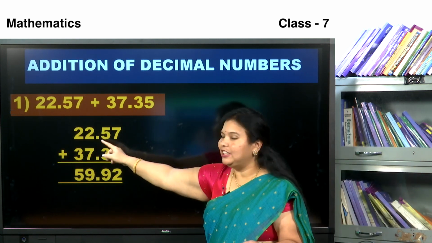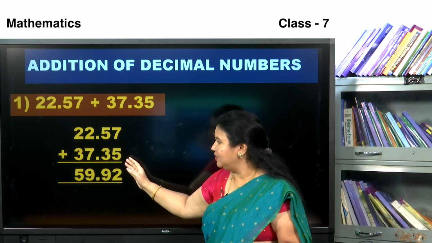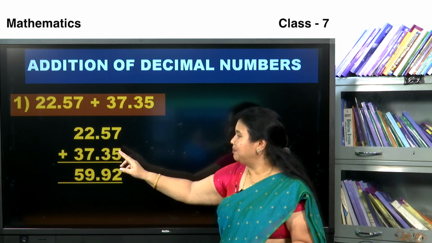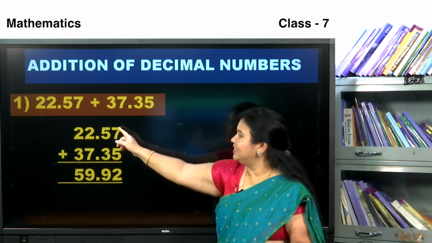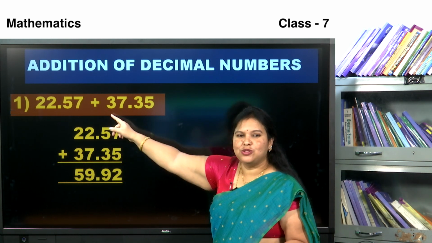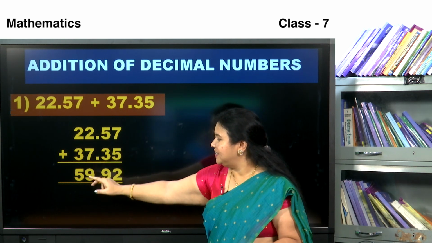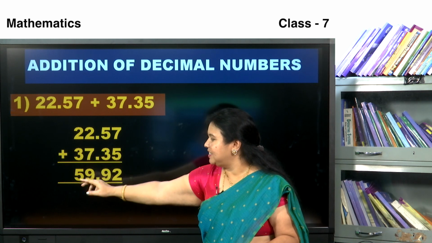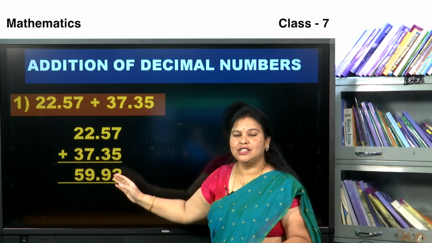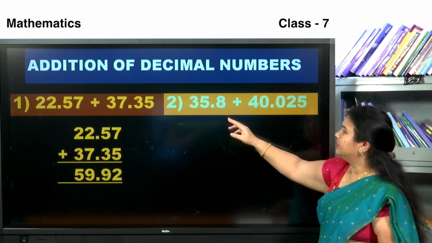So, 22.57 plus 37.35 is equal to 7 plus 5 is 12. So, 1 is carried forward. So, 5 plus 3 is 8 plus 1 carry is 9. So, here 2 plus 7 is 9 and 2 plus 3 is 5. So, the answer is 59.92. We will see the next example.